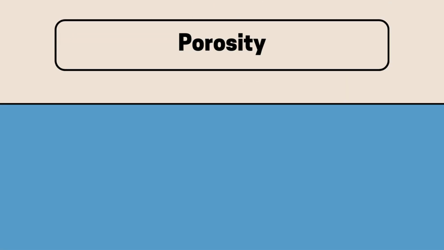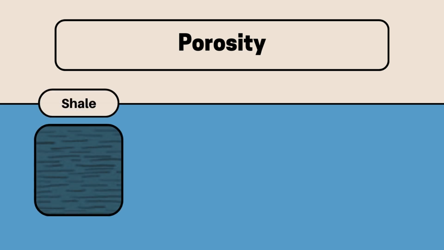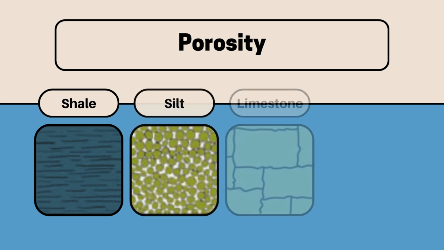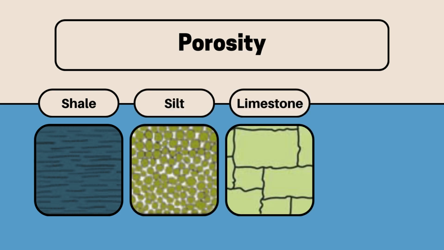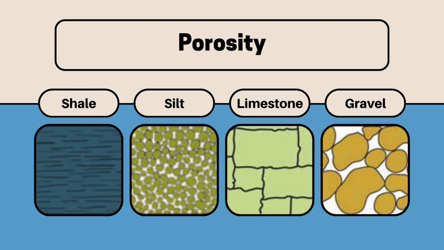As previously mentioned, what rocks make up confining layers affects groundwater movement. Substrates with low porosity, like shale, are more impermeable and thus water has a harder time moving freely through it. Silt and limestone are increasingly more porous, and gravel is highly porous and highly permeable.